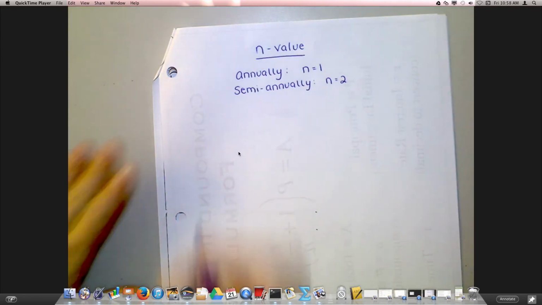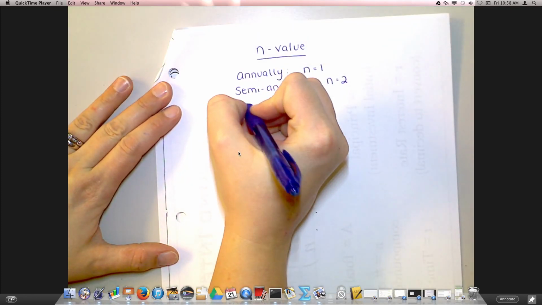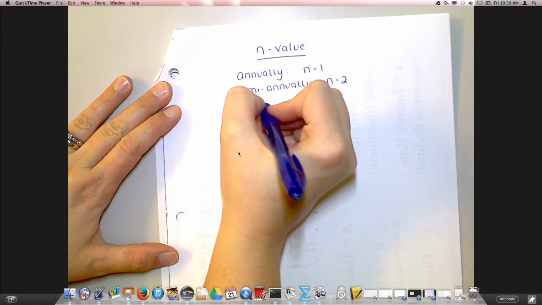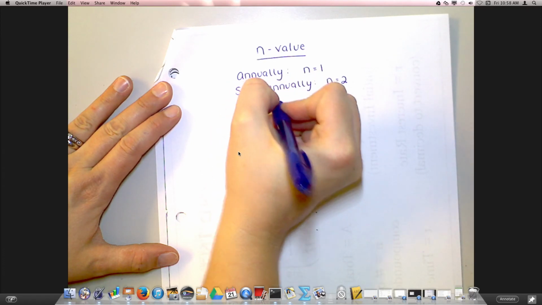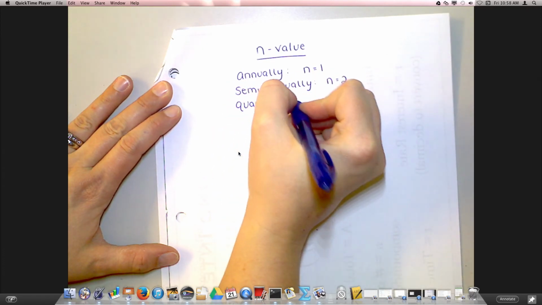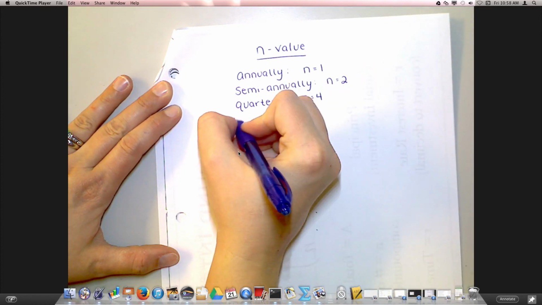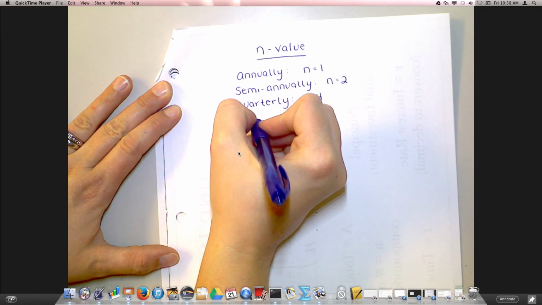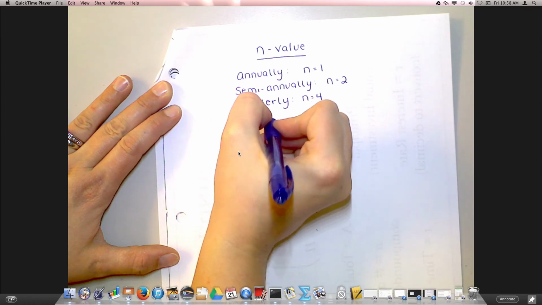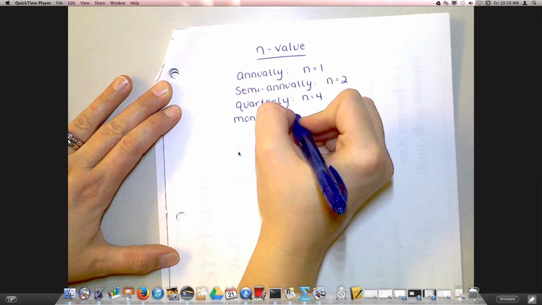What's the next one you might see? Quarterly. 4. 4, yeah, quarter is always 4. Quarterly is 4 times a year. The next one you might see is monthly. How many times a year is that? 12. Yeah. 12.